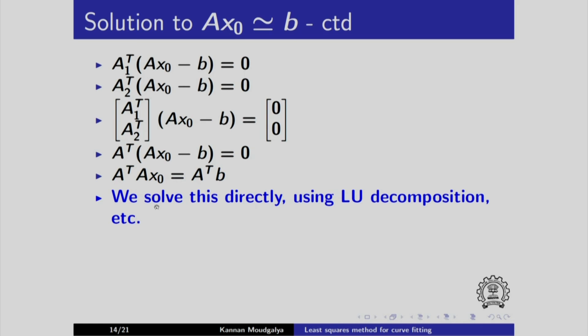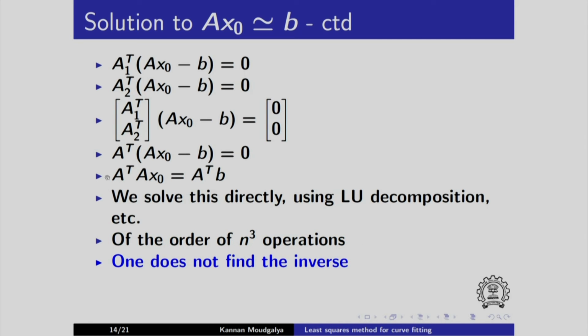How do we solve this? We solve this directly using LU decomposition or any other numerically stable method that is available. In very large systems, there exist special methods, especially for sparse systems. We use one of those methods to solve this equation. When you solve it using LU decomposition, you can show that it is of the order of n cube operations. In sparse systems, the number of operations required could be a lot less.